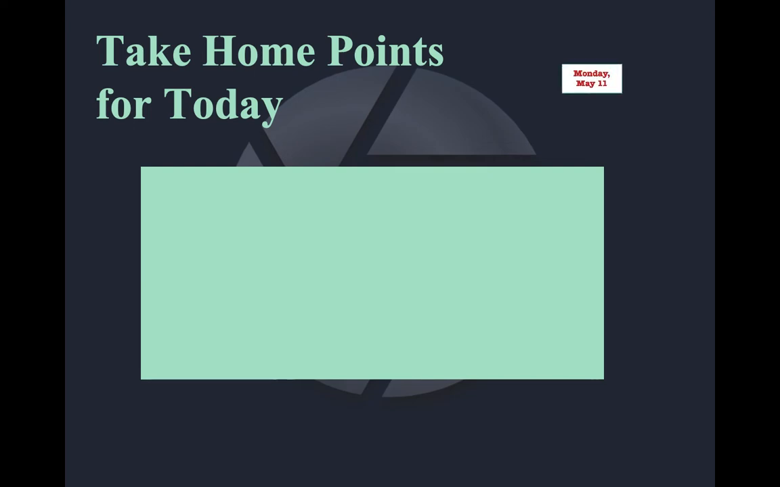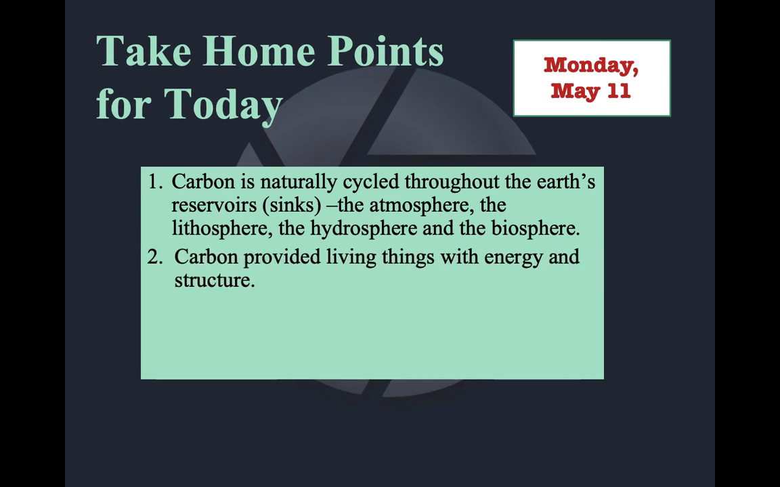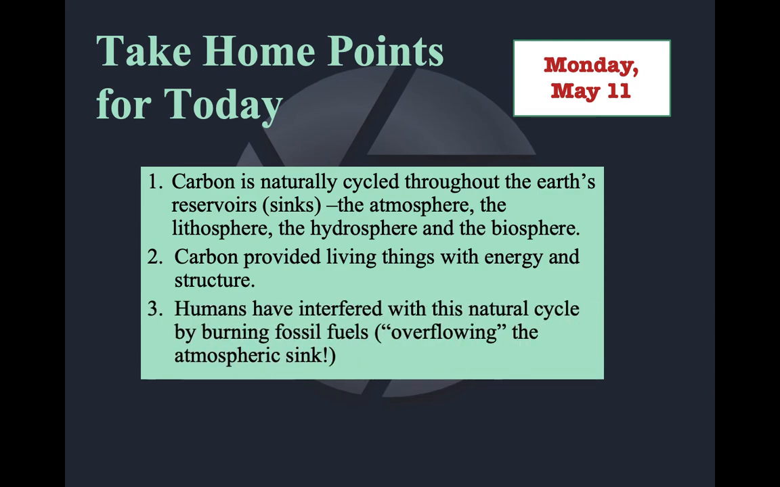Okay, take-home points for today. Number 1, carbon is naturally cycled through the Earth's reservoirs, aka its sinks, and the sinks are, again, the atmosphere, the lithosphere, the hydrosphere, and the biosphere. Number 2, carbon provides living things with energy and structure. And number 3, humans have interfered with this natural cycle by burning fossil fuels. And again, I like the metaphor that we're overflowing our atmospheric sink.